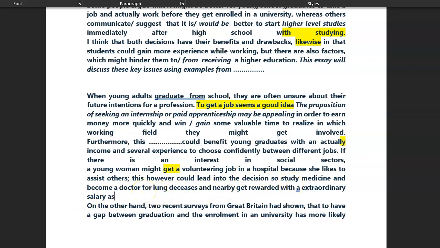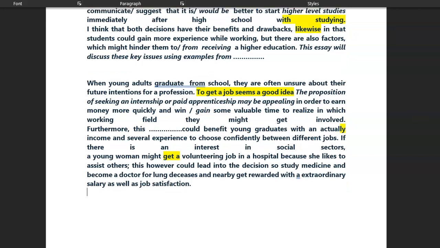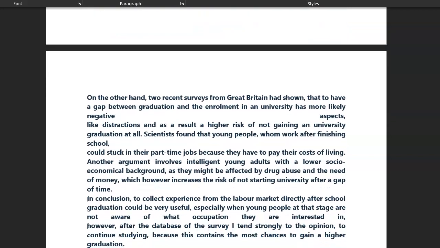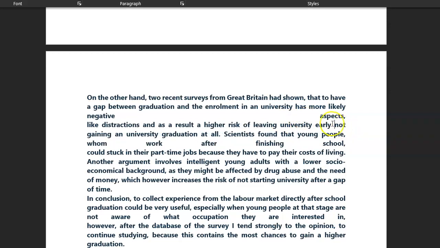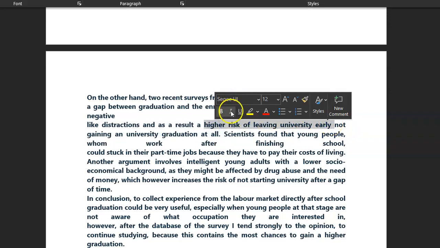Extraordinary salary as well as job satisfaction. Just expand that a little bit. But nice idea. Really good. On the other hand, 2 recent surveys have shown the gap between graduation and enrolment as more likely to have a gap, aspects like distractions, and as a result, a higher risk of not gaining a graduation at all. Good. Higher risk of leaving university early. So we have to explain why you might not get the qualification.